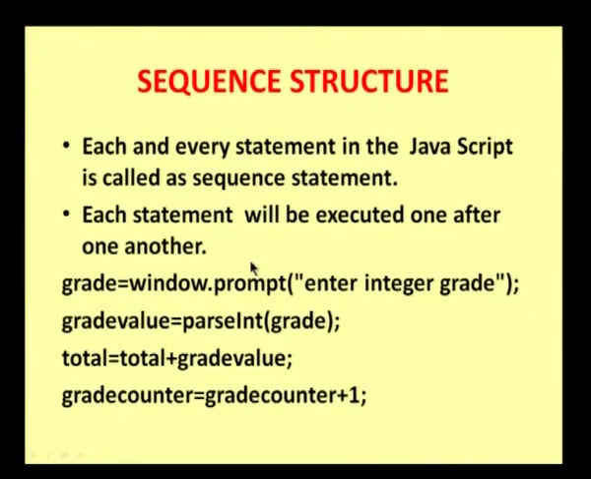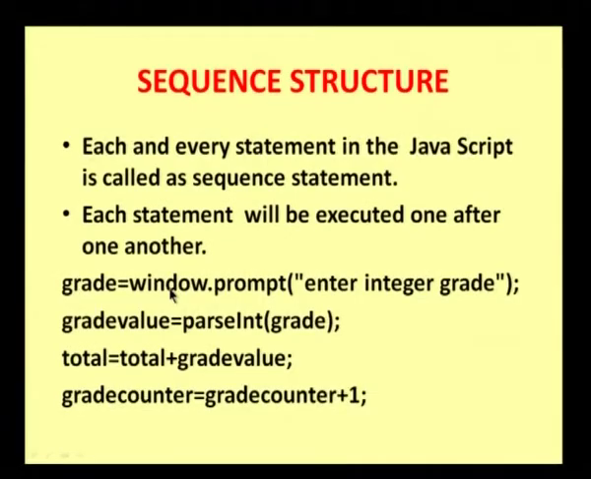So first one is sequence structure. Each and every line in a program or in a JavaScript is called as sequence statement. What is meant by sequence? A line will be executed only after the previous has produced the result. That is the execution line by line. So here each statement will be executed one after the other.